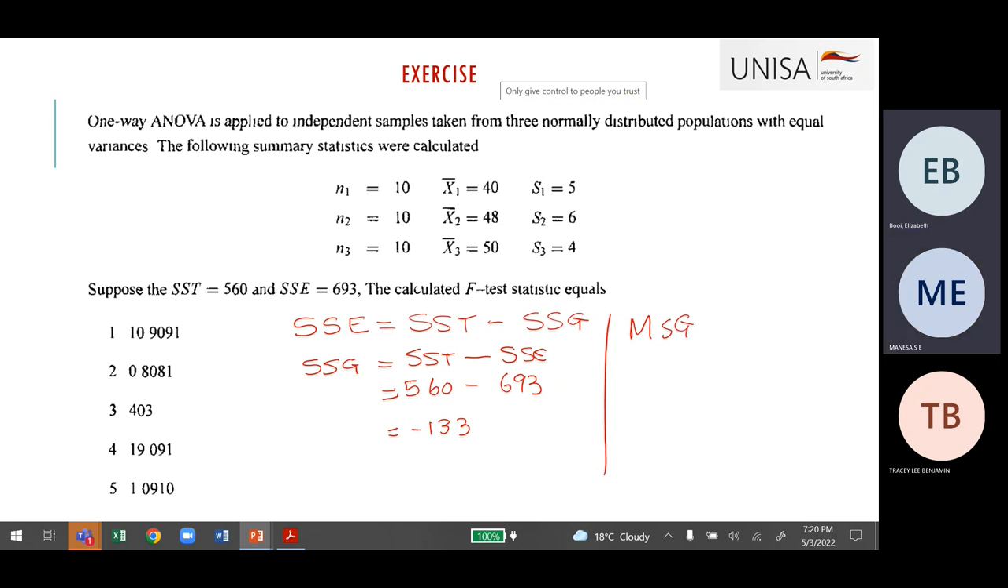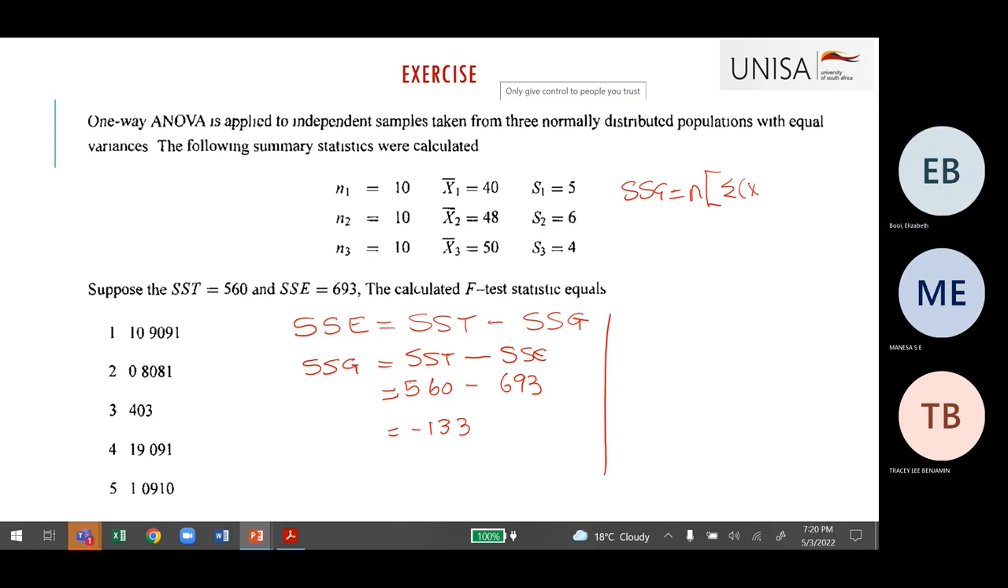So let's see if we use the formula, if we can also get the SSG. Remember that your SSG is given by your N times the sum of the mean observations minus the mean of the groups, those groups that you are given, minus the mean of all of them, squared. So now you can calculate the mean, which is what we're going to substitute there, which is 40 plus 48.